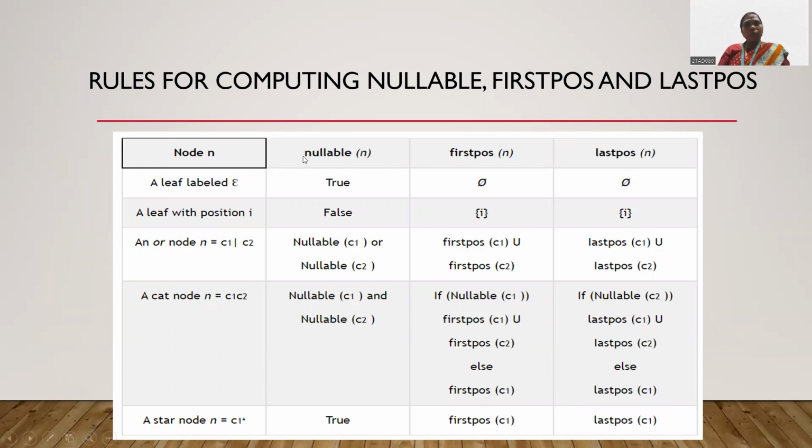Next, given the node n, a leaf labeled epsilon, nullable is true. Firstpos and lastpos will be null. When it is epsilon, it means it is empty, so there is no first position and no last position. Then a leaf with position i is not nullable, so false. Firstpos is the position itself.